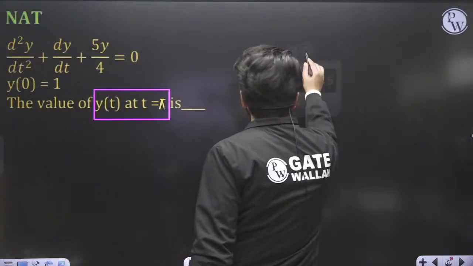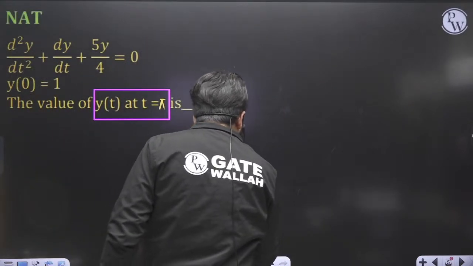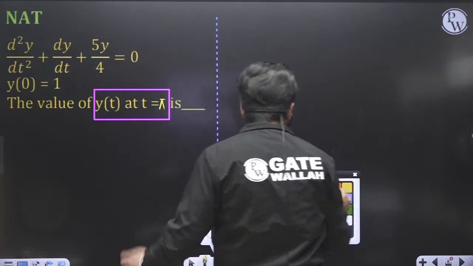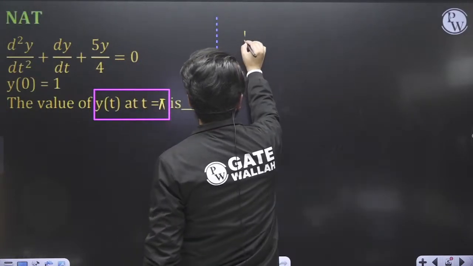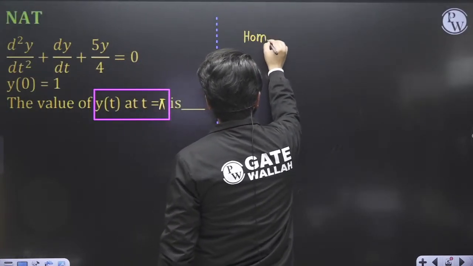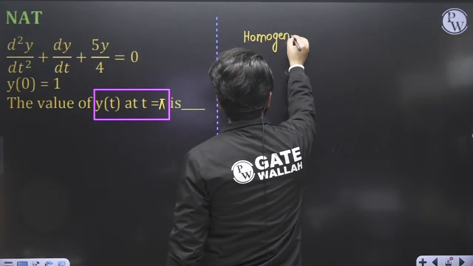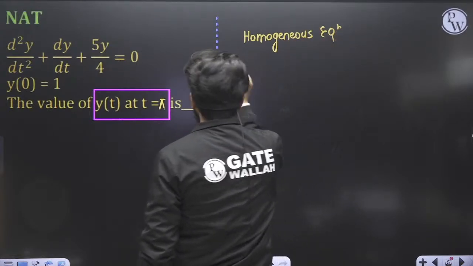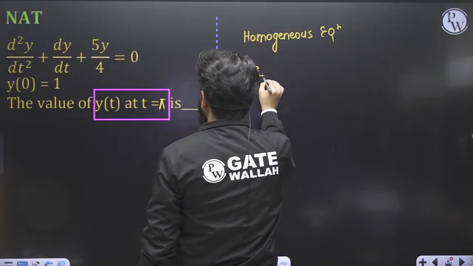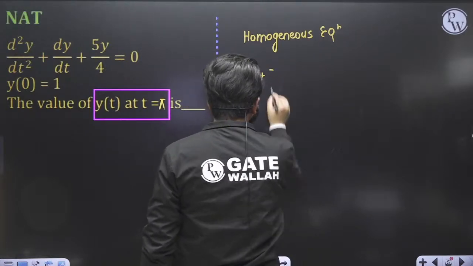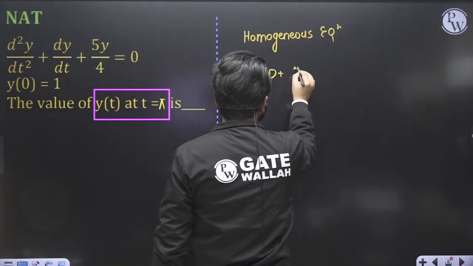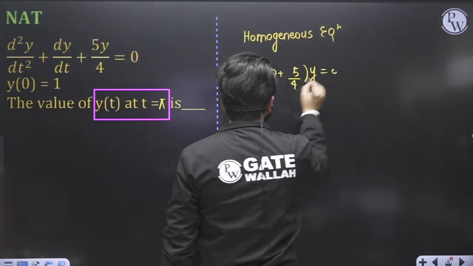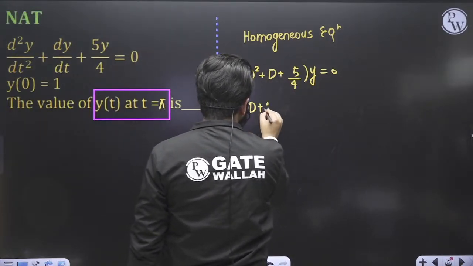Let us start solving the question. First of all, is it a homogeneous equation or a non-homogeneous equation? You will say this is a homogeneous equation. If it is a homogeneous equation, can I write it as (D2 plus D plus 5 by 4) y equal to 0?